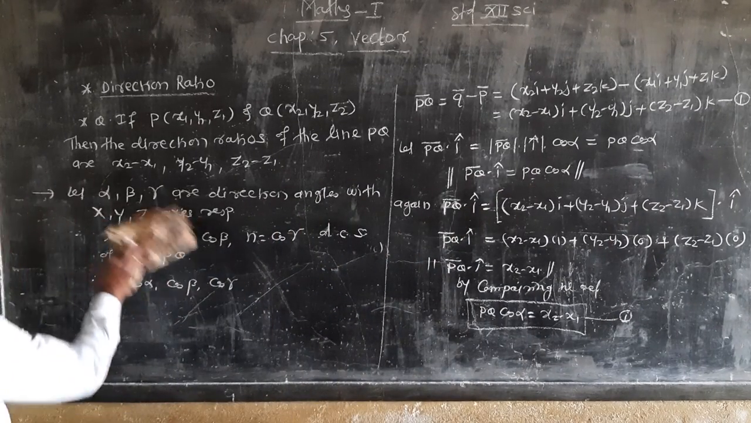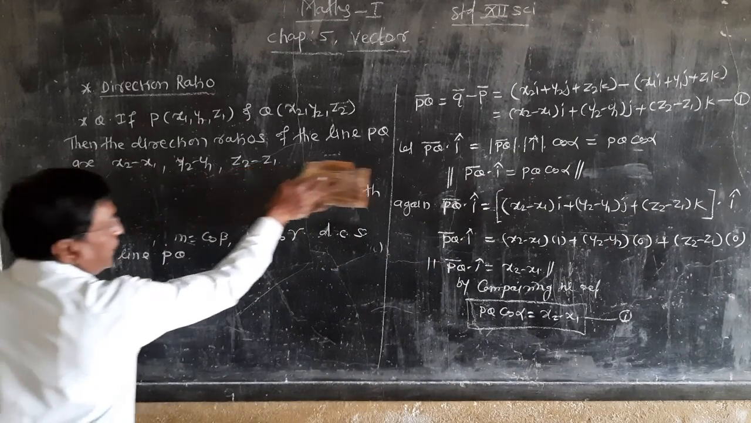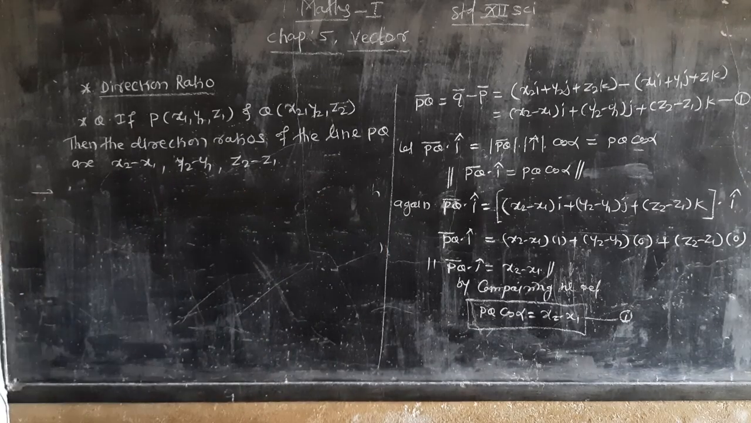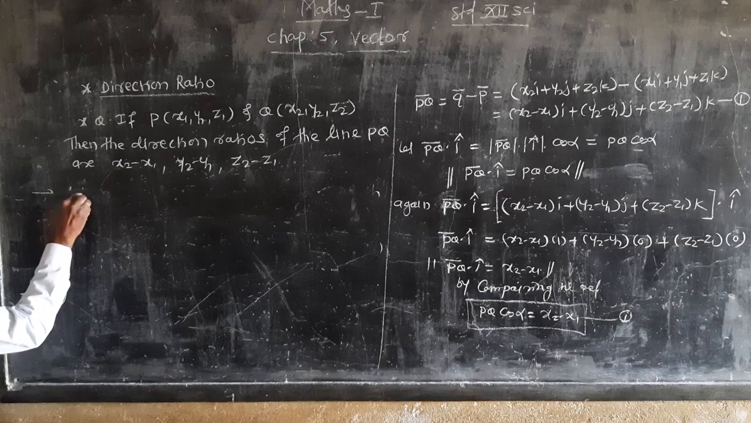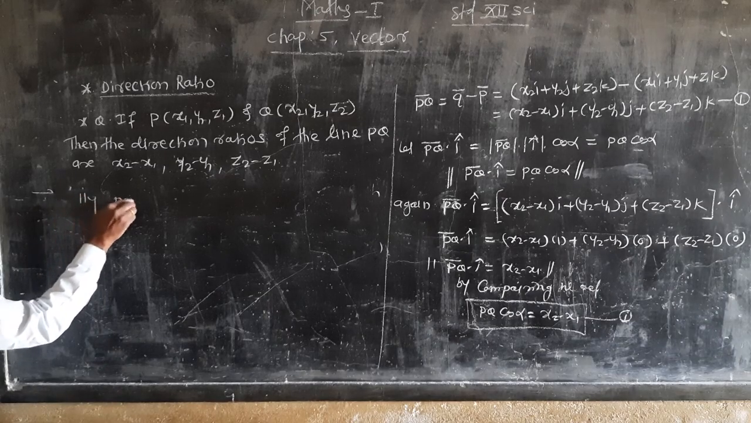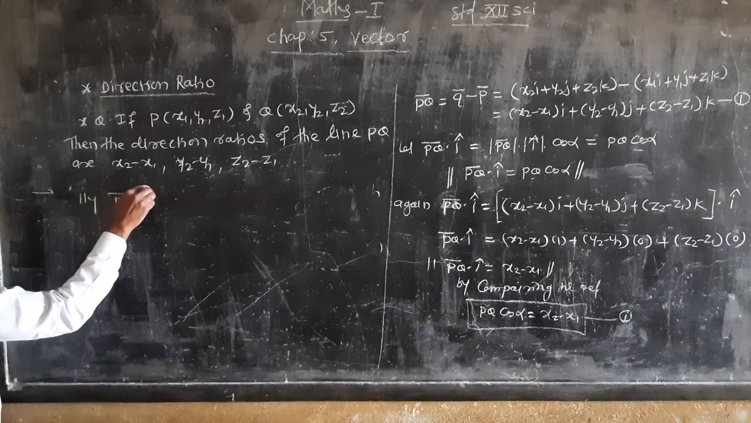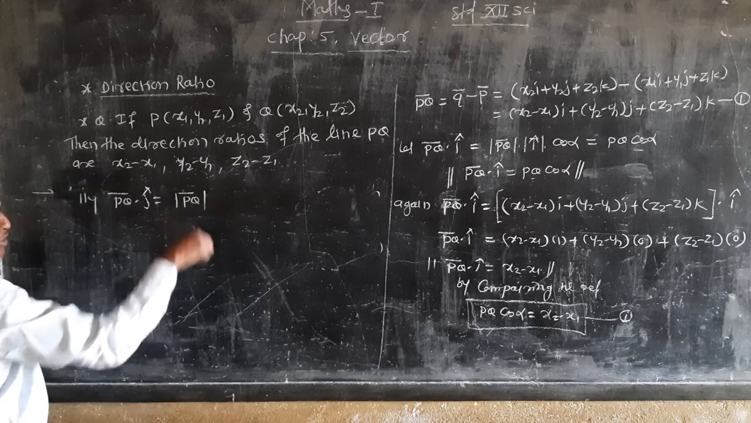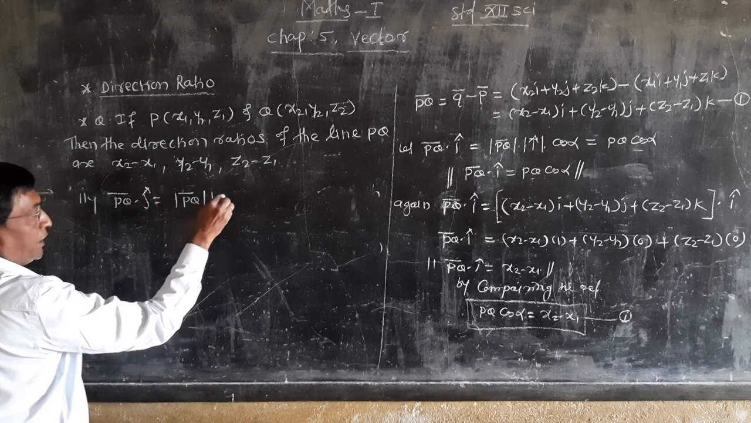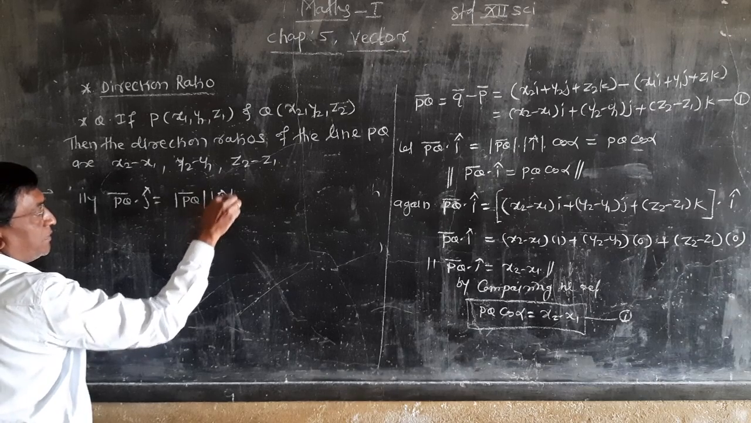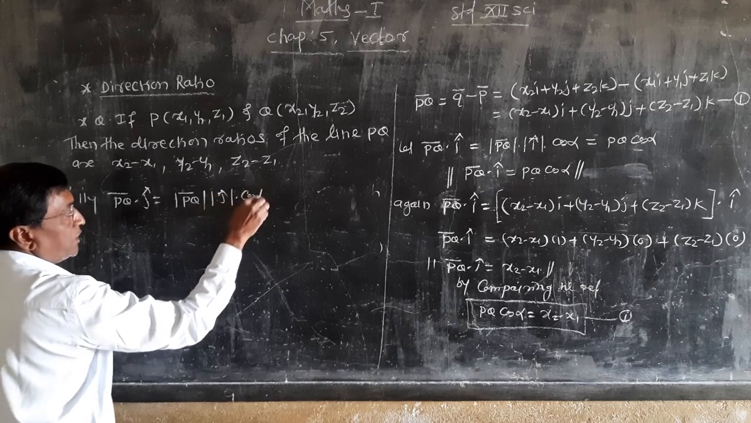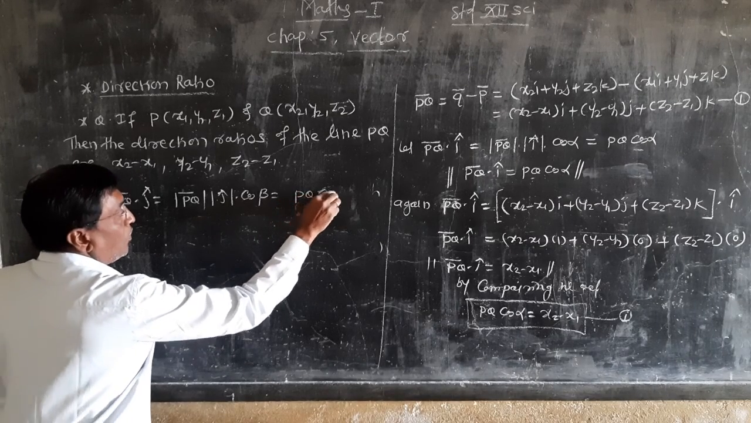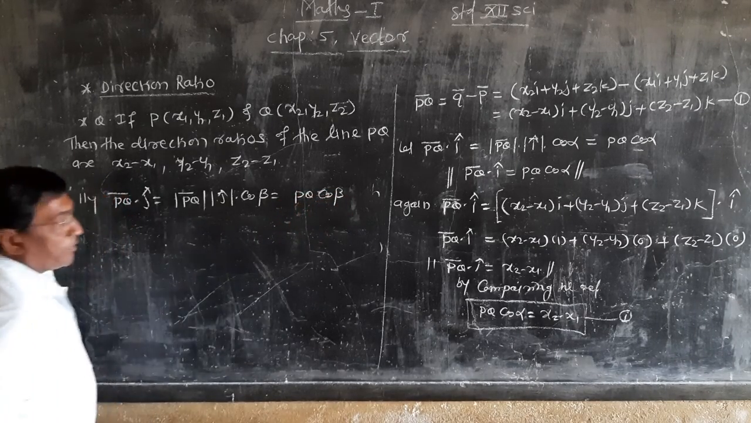Similarly, take the dot product of the vector PQ bar with the unit vector j bar. PQ bar dot j cap, according to the definition, is the magnitude of PQ bar into the magnitude of j cap, into cos of the angle between them, that is cos beta. So finally it is PQ cos beta. This is one value of this.